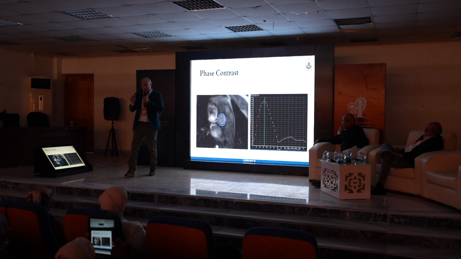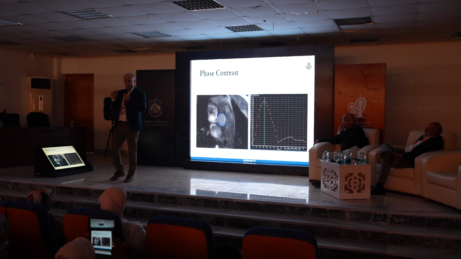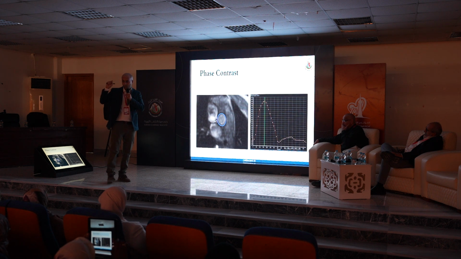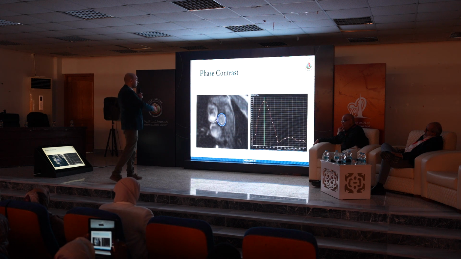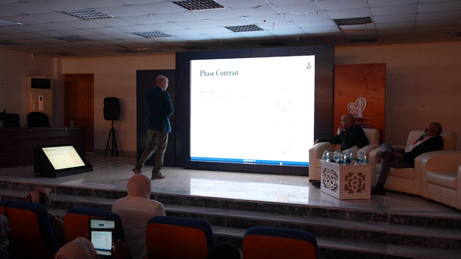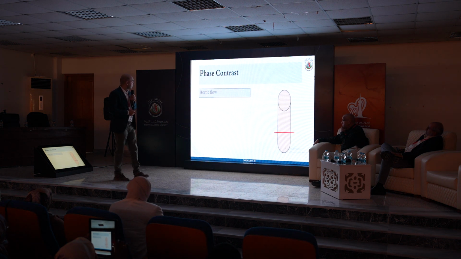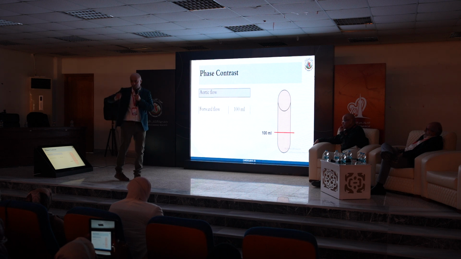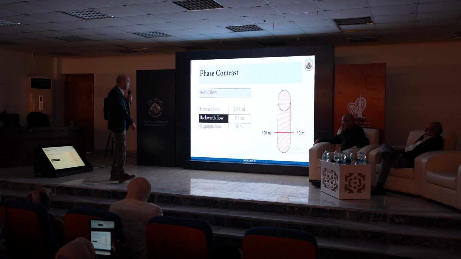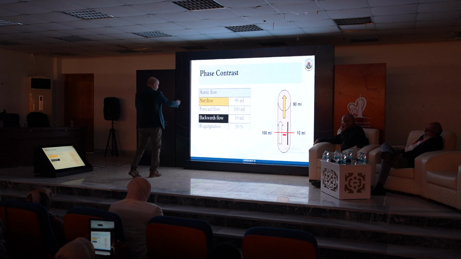By placing an ROI on the desired vessel on any of these three sequences or images, we will get the flow curve, the forward flow, the backward flow, and the net flow. And at the end, we will get the regurgitation fraction.